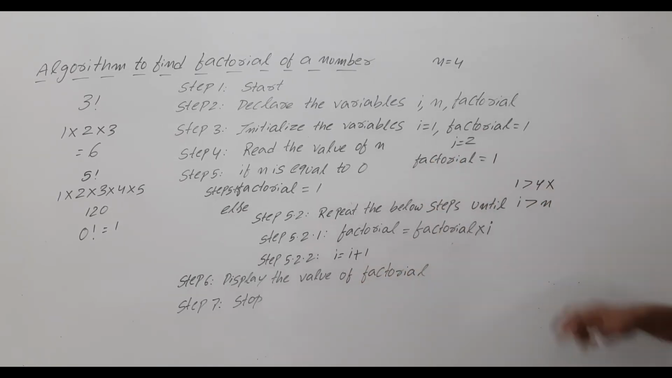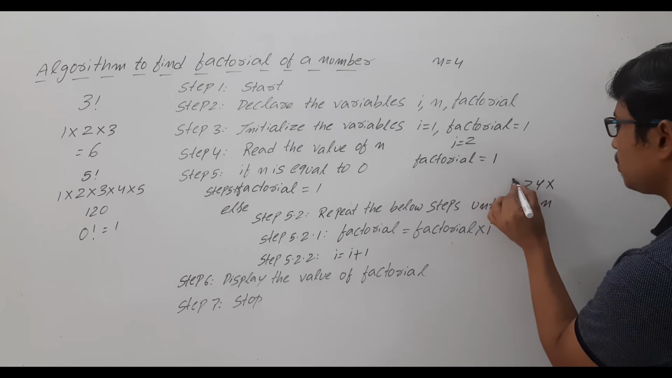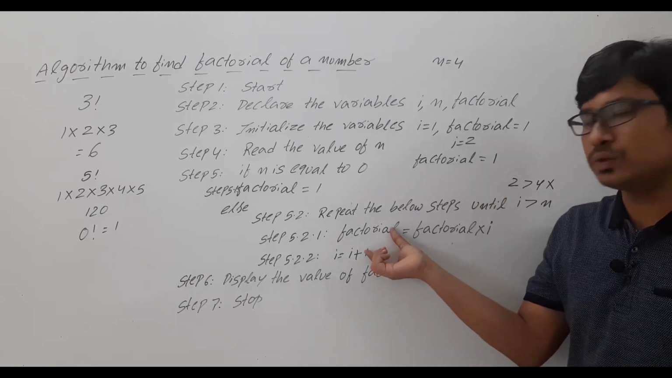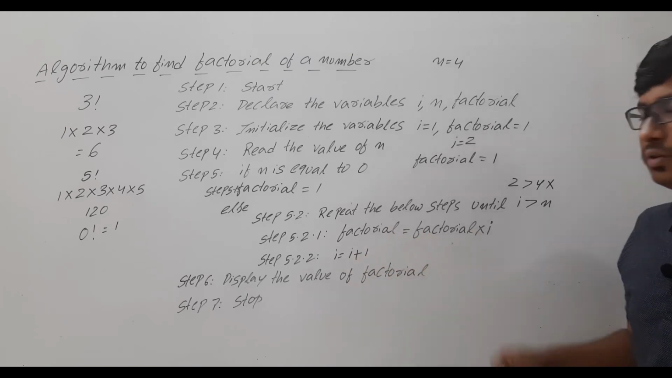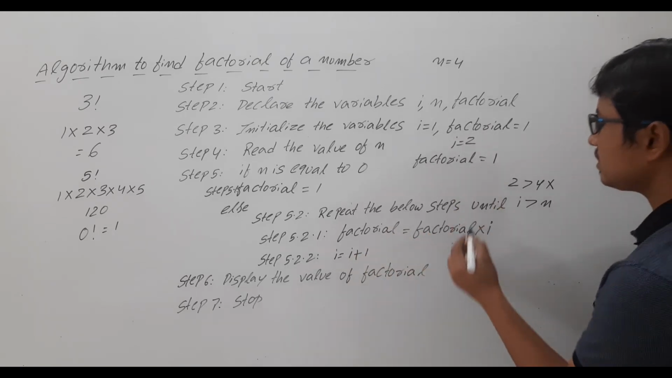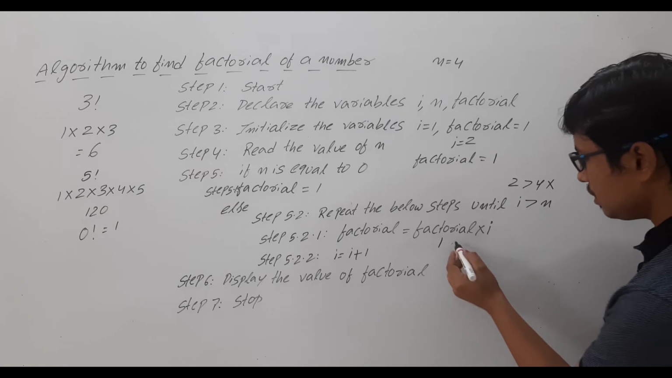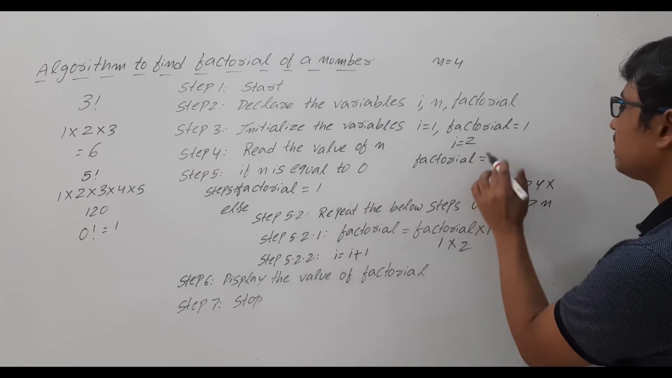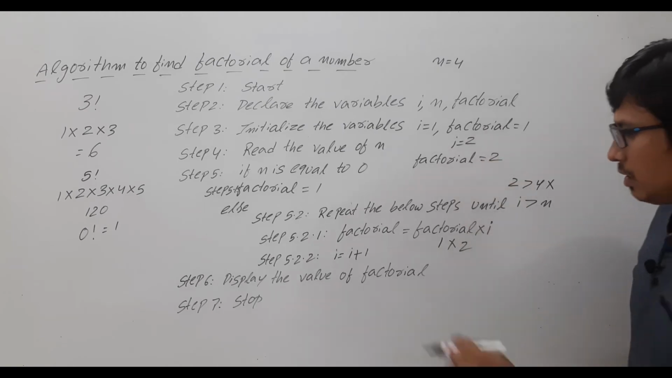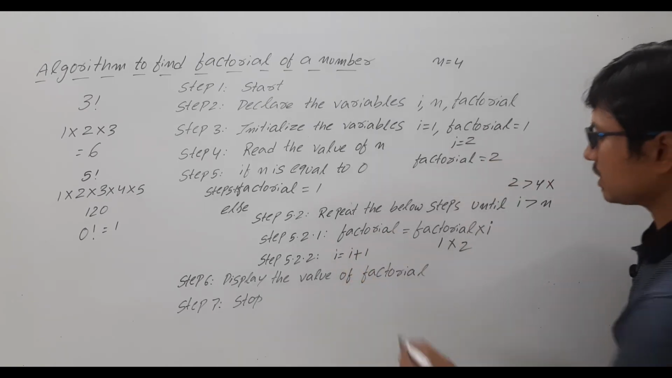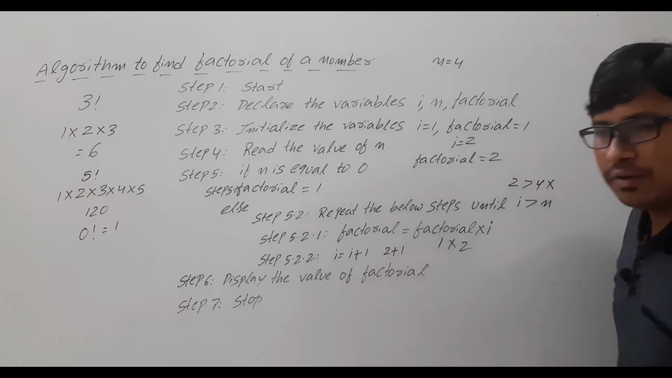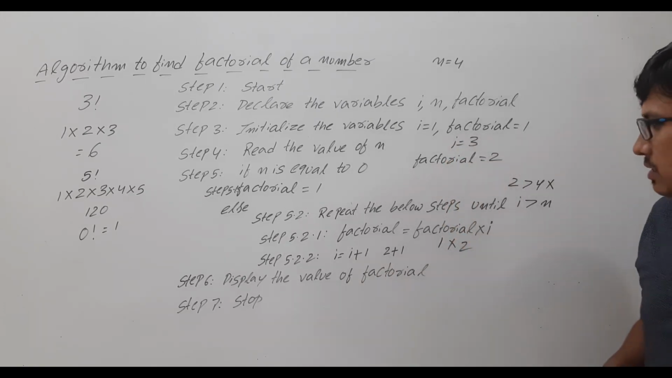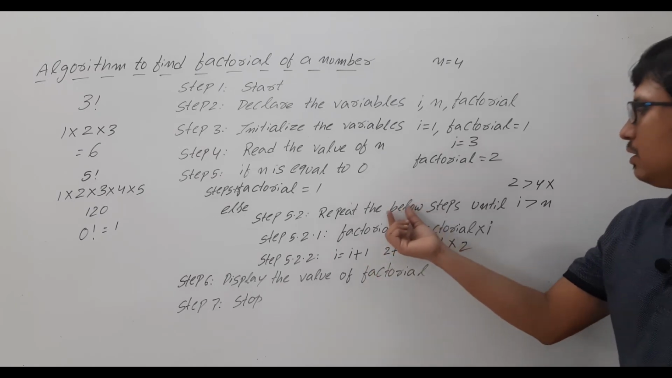Now again you check. I value is 2. 2 is greater than 4? No. Condition is failed. So again you need to execute these two steps. Factorial is equal to factorial into I. What is the factorial value? 1. What is the I value? 2. So 1 into 2, you will get the factorial as 2. Now I is equal to I plus 1. 2 plus 1, I value will be updated to 3. Okay, is it clear?